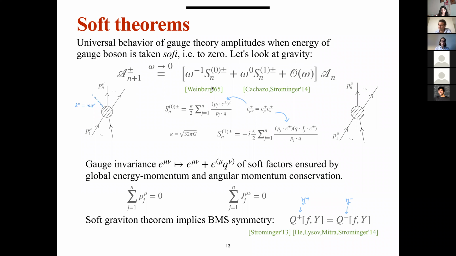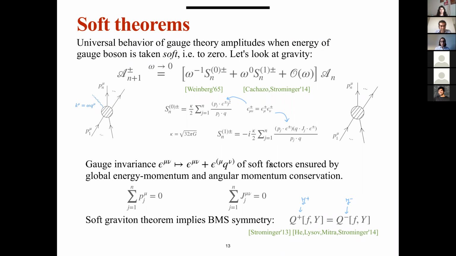And so the first term here is the famous Weinberg soft pole, where we have a pole in 1 over the energy, and then a universal factor that's given by an expression in terms of the momenta of the hard particles, the soft momentum of the soft graviton, and its polarization tensor. And then furthermore, there is a second universal factor, which goes like omega to the 0. And this also has a universal factor where now we have this depend on the hard momenta, but also the hard angular momenta. And I've chosen here a gauge where I can write the polarization tensor as a product of polarization vectors.